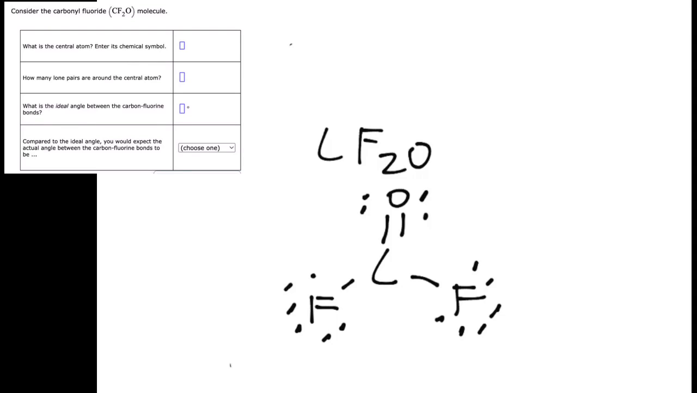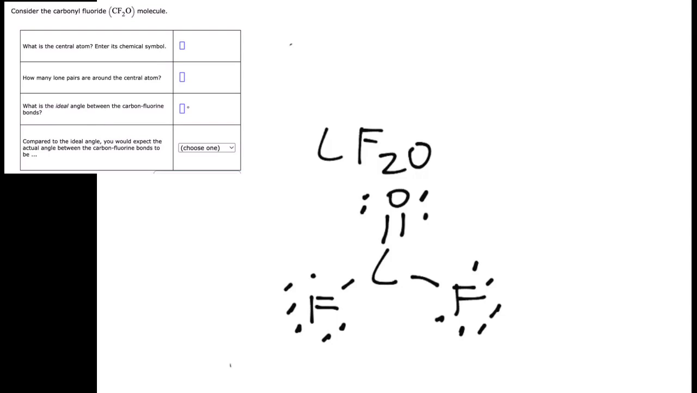And now we just have to fill in the two lone pairs on oxygen. And we realize we have our full structure. We have all of the valence electrons that we need. And this is the structure of CF2O. Now we can answer the questions regarding the structure.